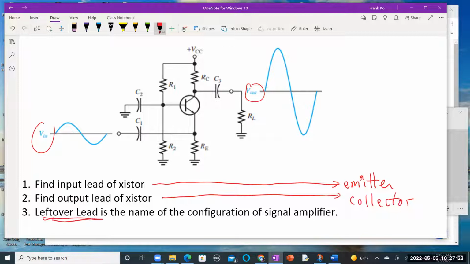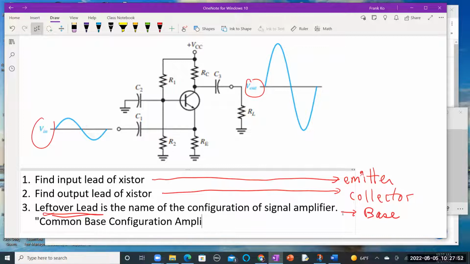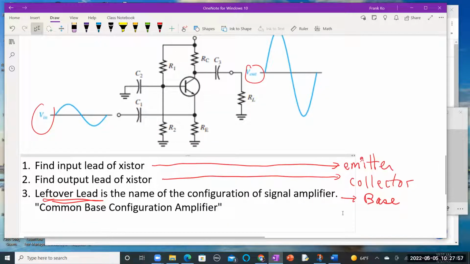And therefore, what is the leftover lead? The base. So as this is the base, this has a name. This would be called common what? Common base amplifier configuration. Amplifier, correct.